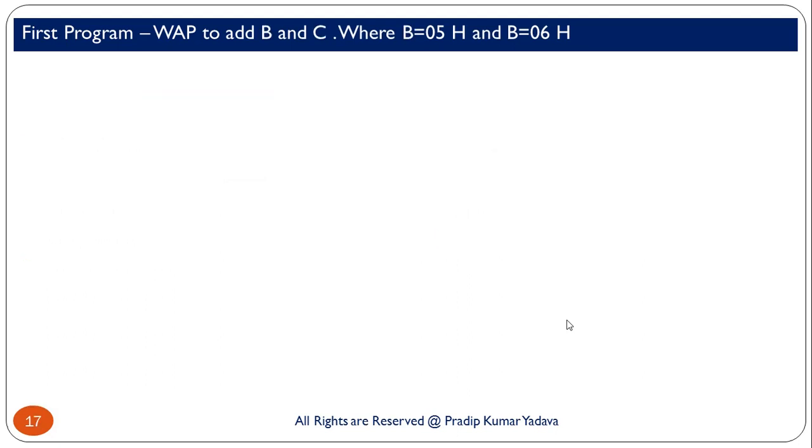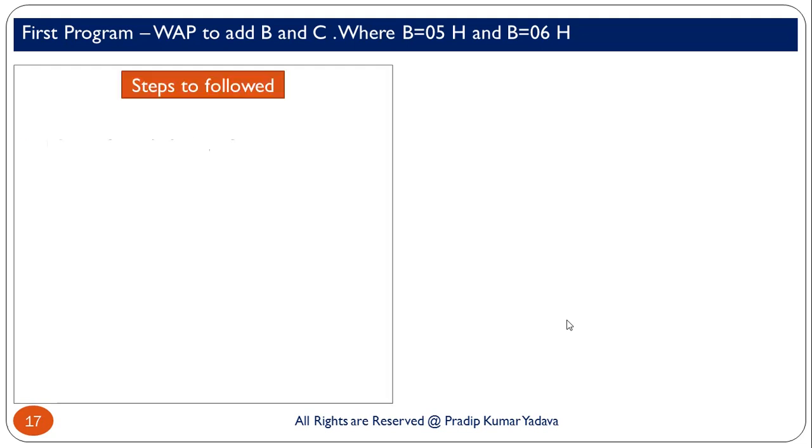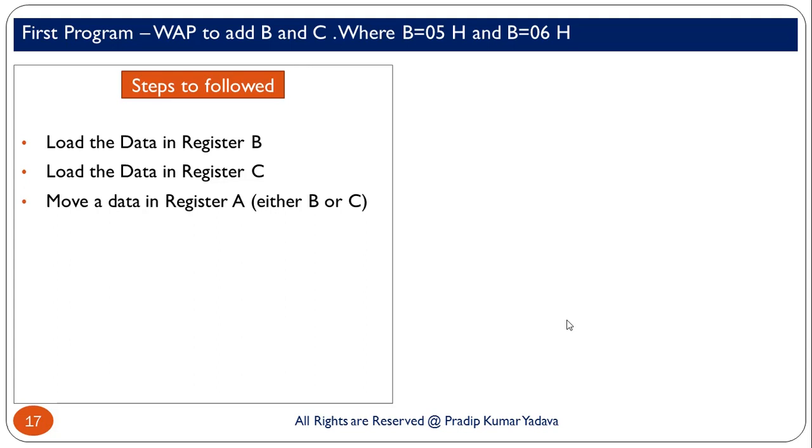Oh, sorry, actually I forgot to mention something, and I will correct this. Firstly, load data in B and C, and move data into register A. Because, as I have already mentioned, without using the accumulator you can't perform any operation in a microprocessor. One data should be in the accumulator, but in this case there is no data in the accumulator. So firstly you have to move data into A, from either B or C. Now add B and C and store the result.